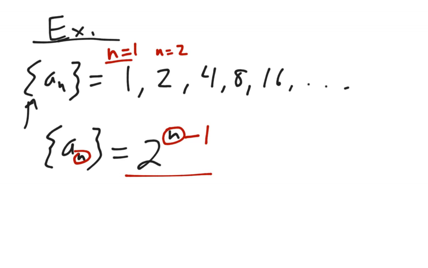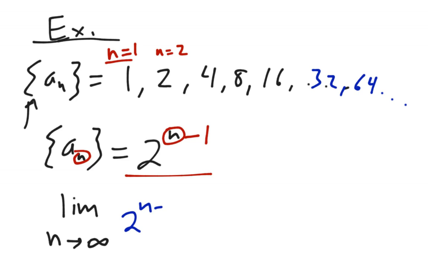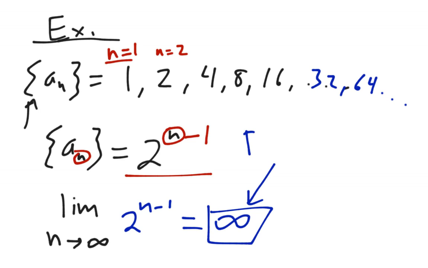Let's examine the sequence a little bit further. Notice that the numbers 32, 64, etc., they get bigger and bigger and bigger. And actually, there is no upper bound to this sequence. If we were, for example, to take the limit as n approached infinity of 2 to the n minus 1, we would find that it would be infinite and just go on forever because 2 to the infinity is infinity. And we call this a divergent sequence.